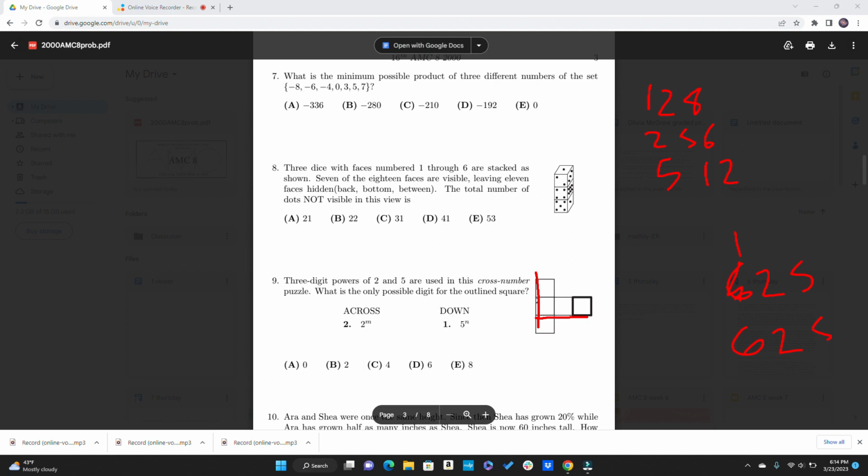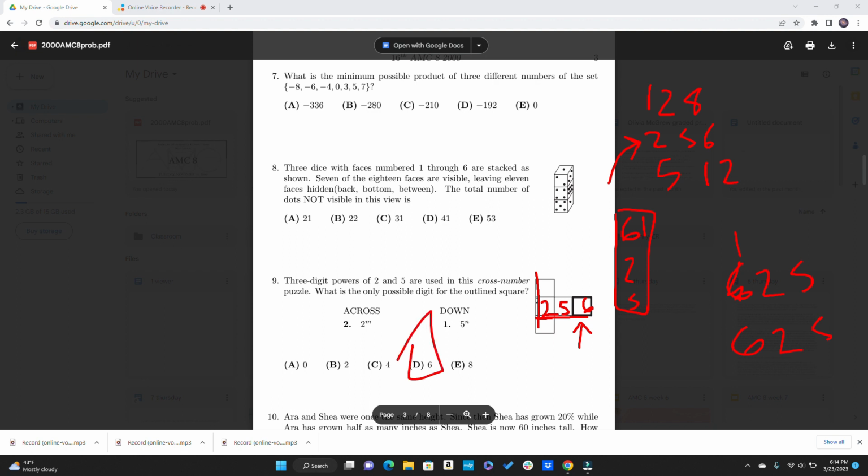And either way, whether it's a 6 or a 1, that means the number in the middle is a 2, right? So that means our power of 2 needs to have a 2 in the hundreds place, and the only one that has that out of our 3 is 256. So whether it's 125 or 625 in the down position, the 256 is going to be our power of 2, and the number in the box is a 6. That's our answer. Okay, onward.